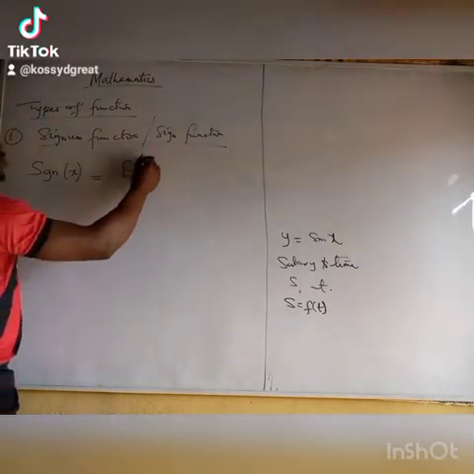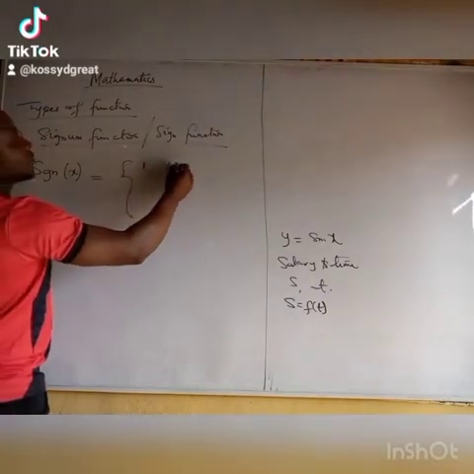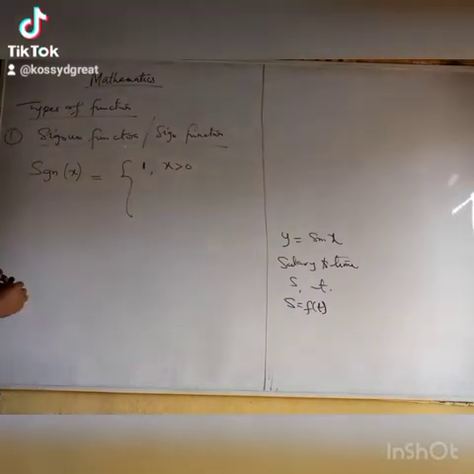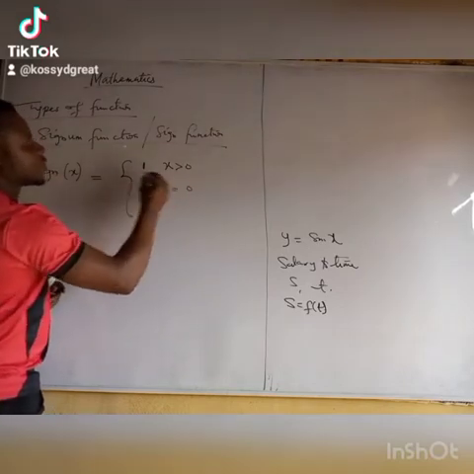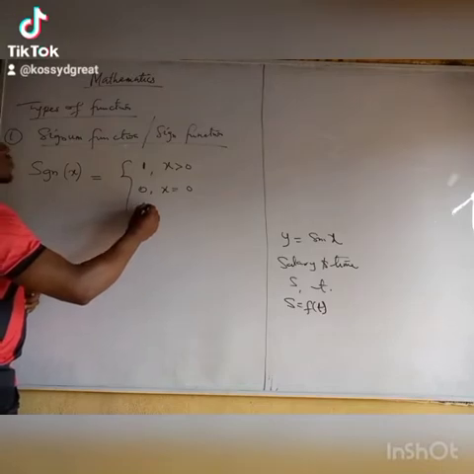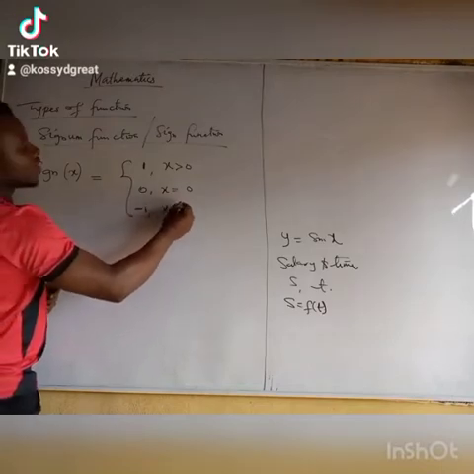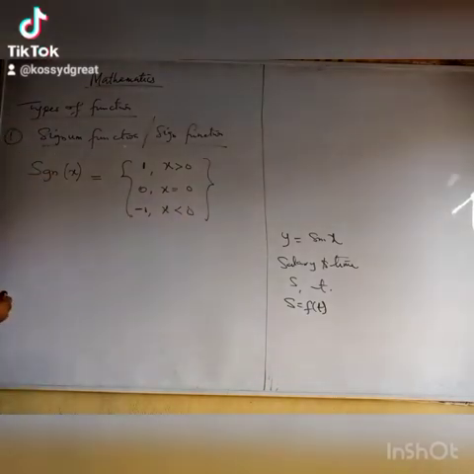The sine function of x is 1 when x is bigger than 0. The sine function of x is 0 when x is equal to 0. Then the sine function of x is minus 1 when x is less than 0. What am I trying to say?